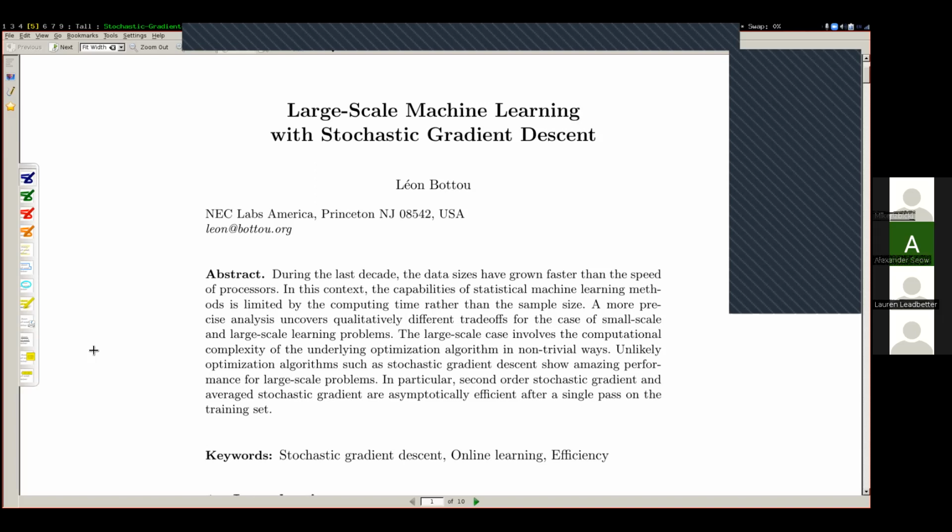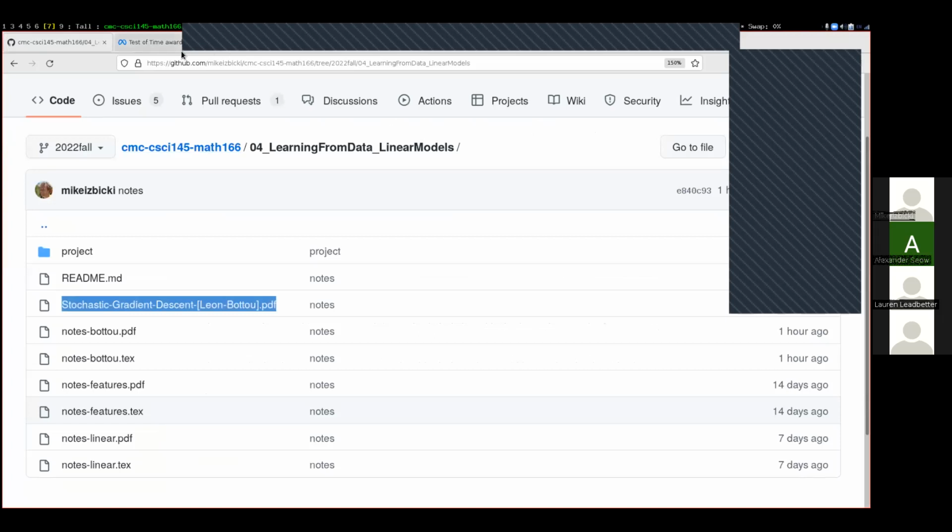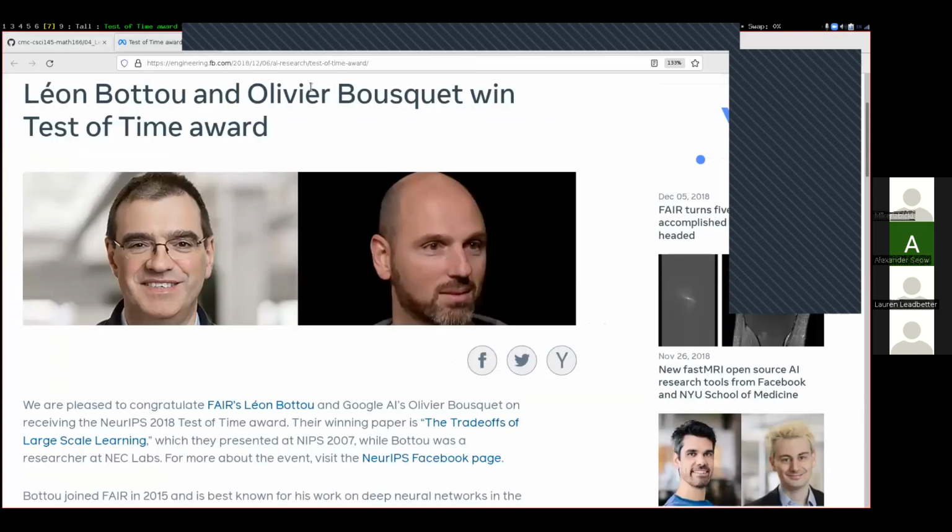There's a number of reasons why we're looking at this paper in particular. So first of all, this guy, Bottou, is very famous. I like to look at pictures of all the famous people we talk about. So let's go over here. Here's a picture of him right here. At the time that he wrote this, he worked at NEC Labs, but in 2015, he switched over to Facebook, and he's been working at Facebook since then.